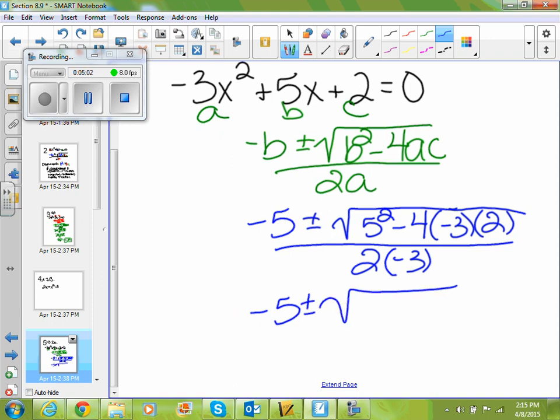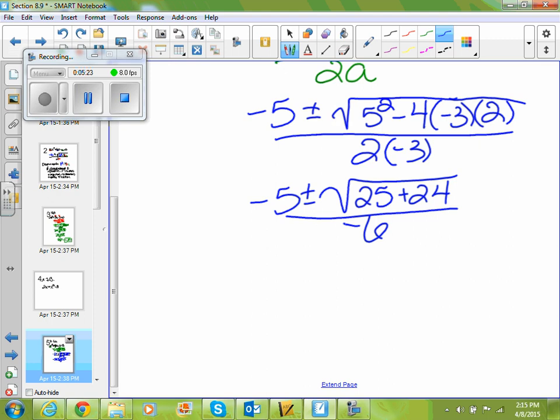What's 5 squared? 25. What's negative 4 times negative 3 times 2? 24. And 2 times negative 3 is? Negative 6. Okay, what's 25 plus 24? 49.